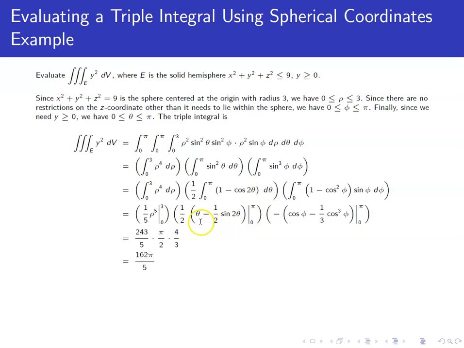Antiderivative for that is theta minus 1/2 sine of 2 theta. When we put in 0 or pi for theta in the sine piece, that's just 0. So this just turns out to be pi over 2 when we evaluate at the endpoints.